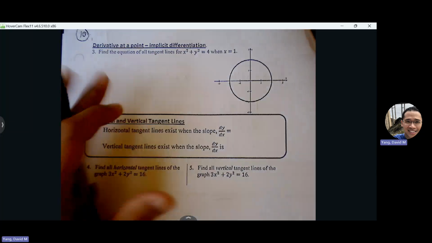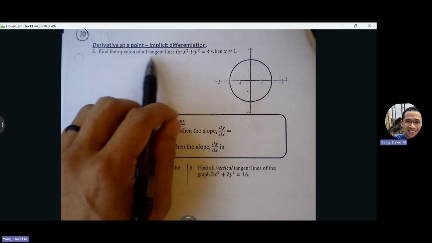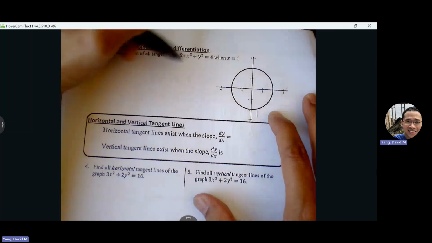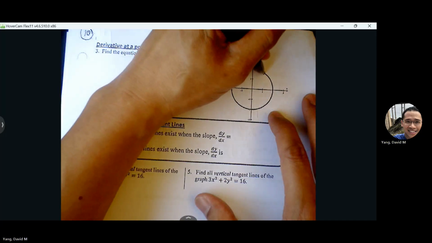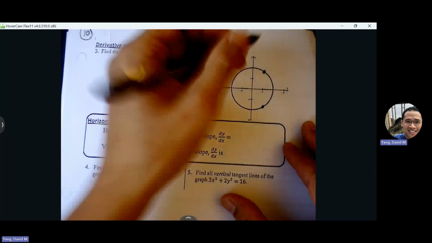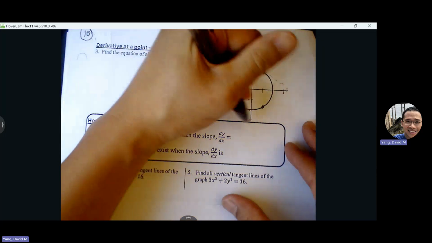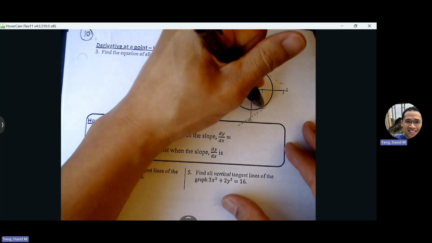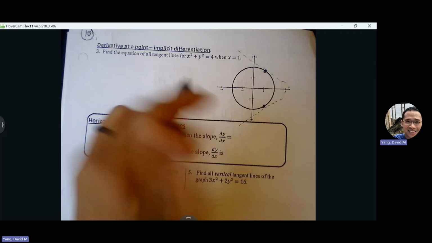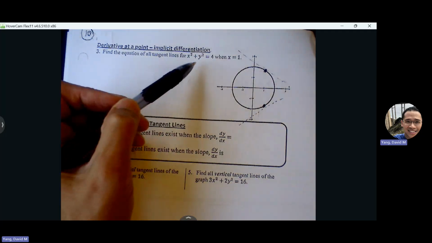Find all the equations of tangent lines for x squared plus y squared equals 4 when x equals 1. So it says all tangent lines, so you can tell that this is not a function, circle here. But you can tell that at 1, it could be here, it could also be here, right? So we basically are expecting 2 tangent line equations, one with a negative slope through this point, and we'll create an equation with a positive slope through that point. So we can find the ordered pair by plugging into the equation. We can find the slope from the derivatives.